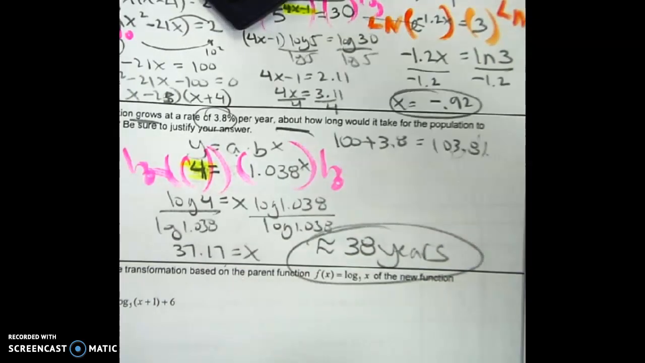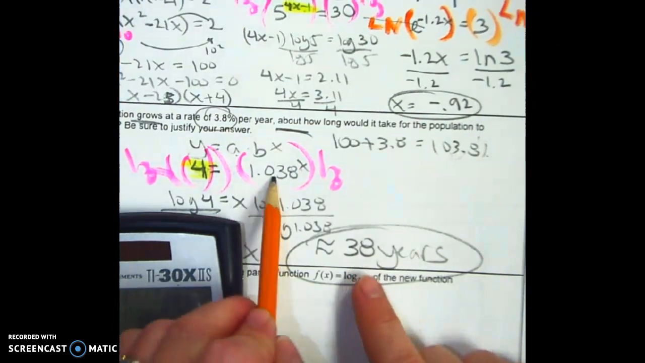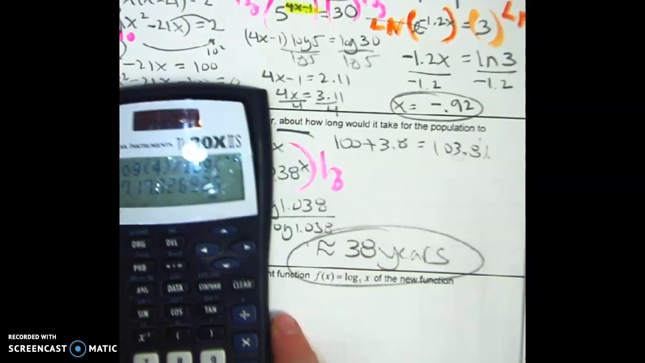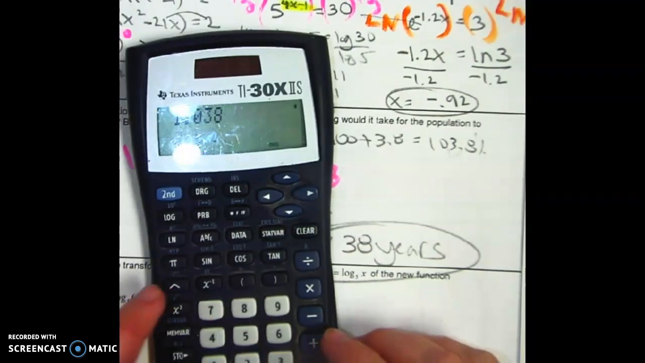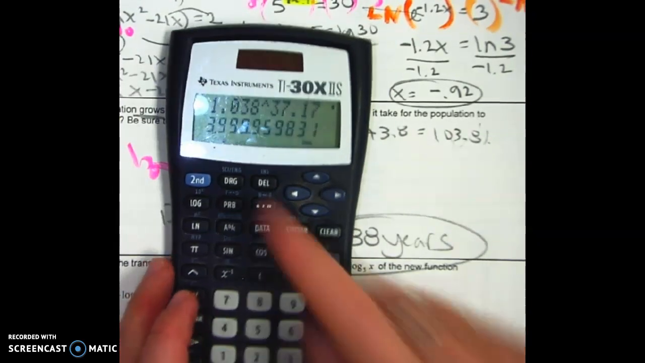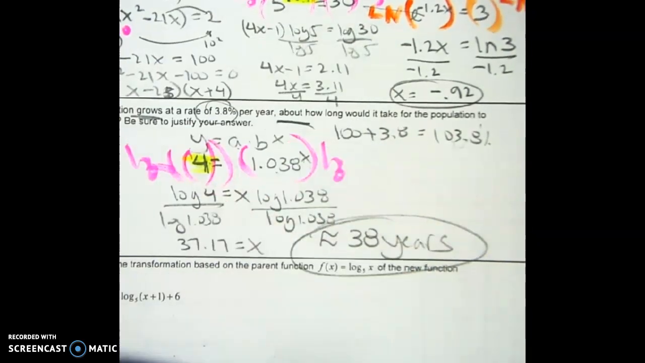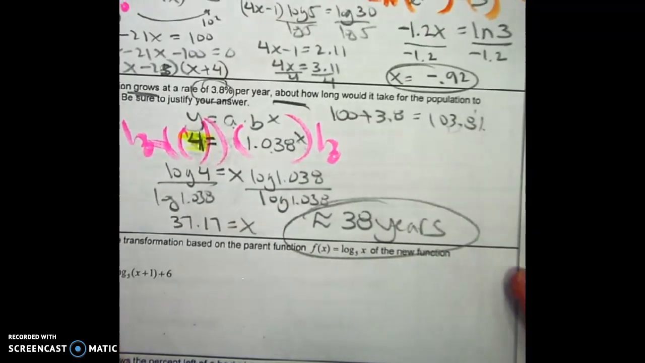years. Okay, now let's say you don't believe me. Okay, I should be able to go this to the 38th power and get 4, 1.038 to the, I'm going to do 37.17. And I get 3.99, which is about 4. Okay? All right. Describe the transformations.